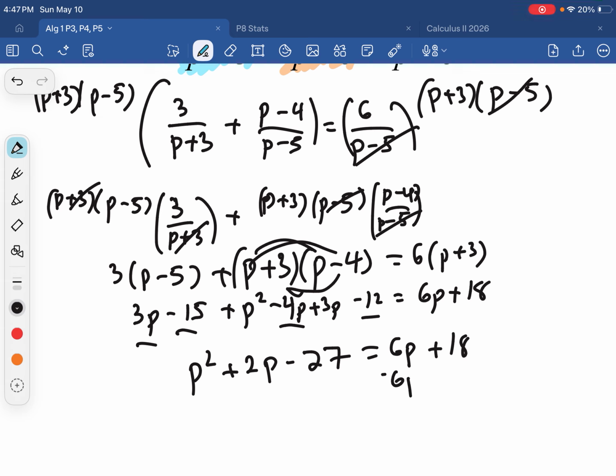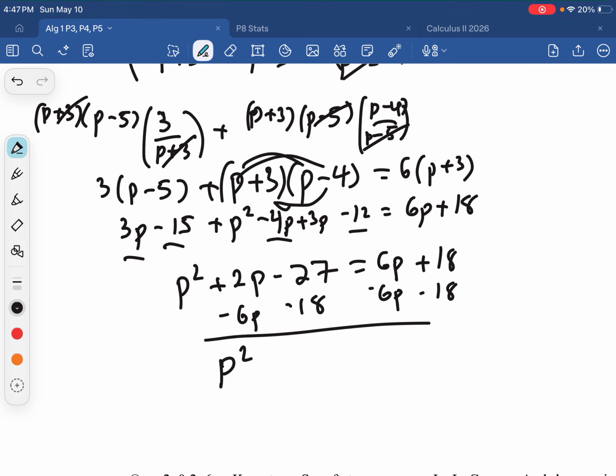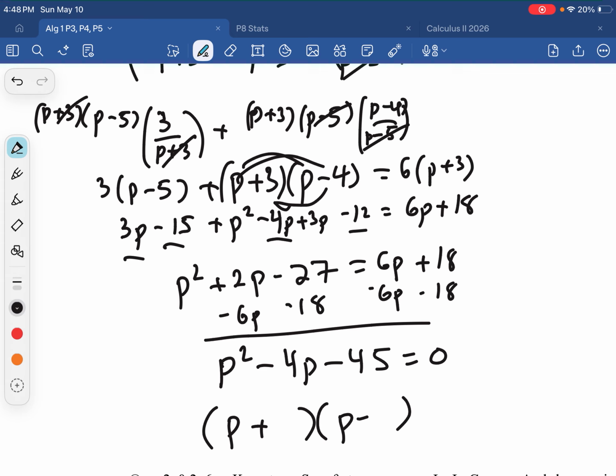So I'm going to subtract 6p. I'm going to take away 18 on both sides of the equation. So p squared minus 4p minus 45 is equal to 0. I've got p plus some number and p minus some number. So looking for two numbers that multiply to negative 45 that have a sum of negative 4. That should be a positive 5 and negative 9.